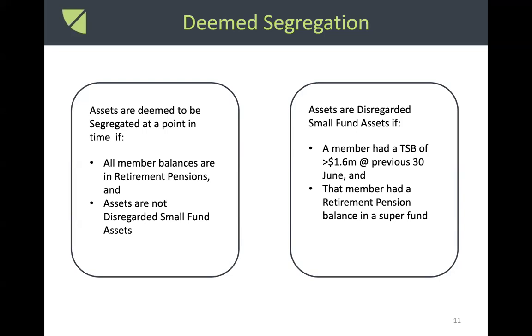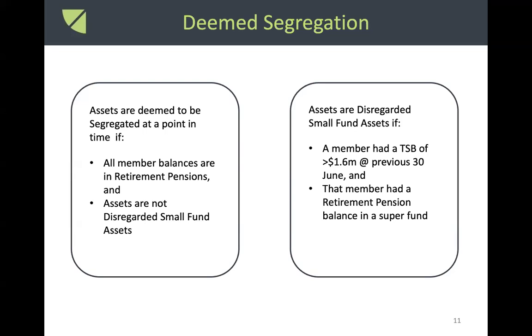And secondly, that same member had a retirement pension balance in a superannuation fund at that time, at the 30th of June. That second bullet point is often forgotten and overlooked. So if you have a member that meets both of those conditions, then the assets are considered to be disregarded small fund assets, and then that feeds into whether or not the assets are deemed to be segregated.